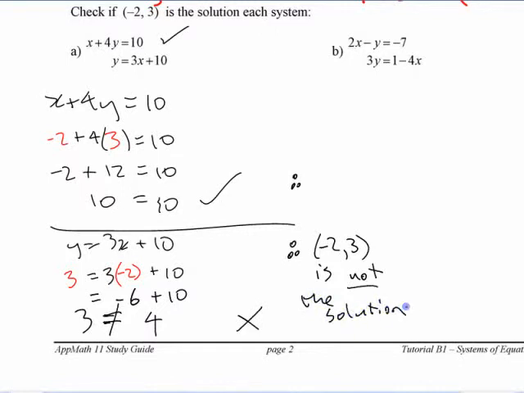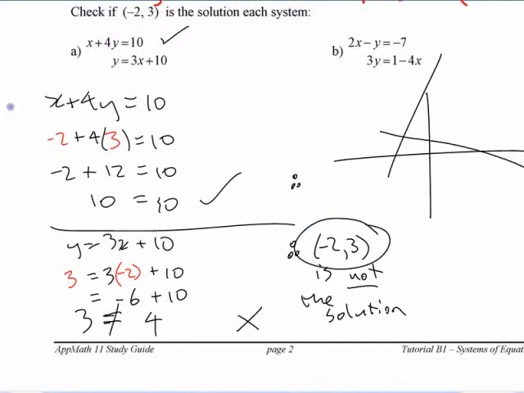If we looked at a graph, what would you expect? If you had a graph that looked like this, and one of the lines was like this, and one of the lines was like this, what would you expect? Where would you expect this point to be? Is it going to be this point right here? It's not the solution, so it's not that point. Where is it going to be? Is it going to be over here somewhere, off of both of the lines?